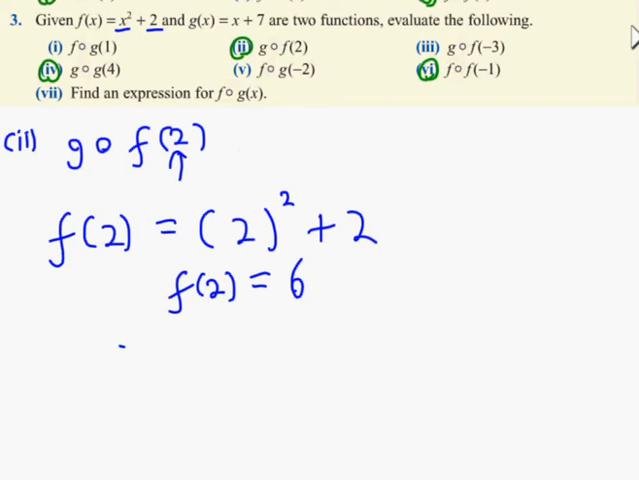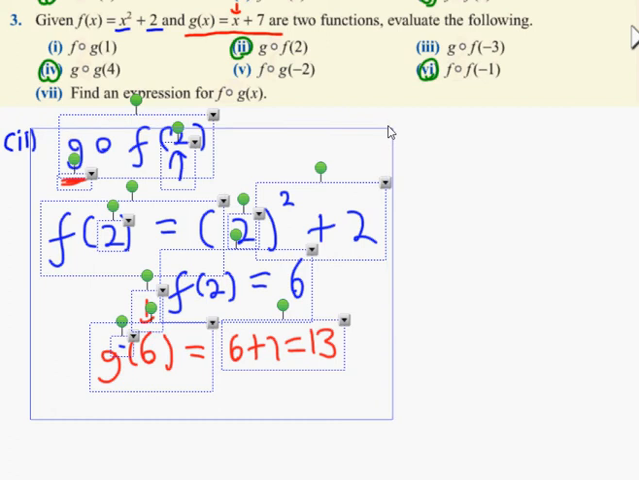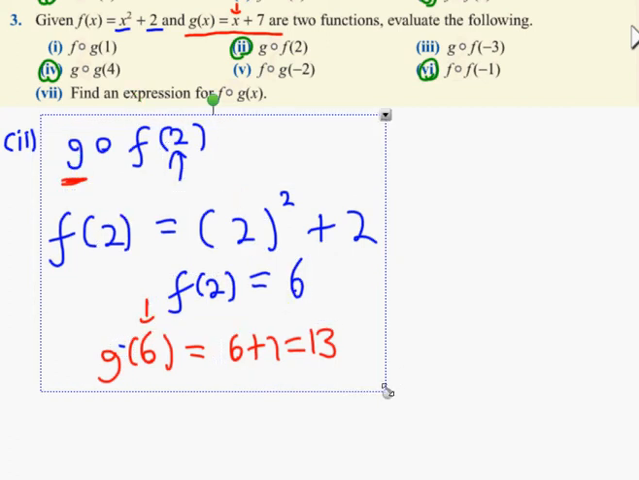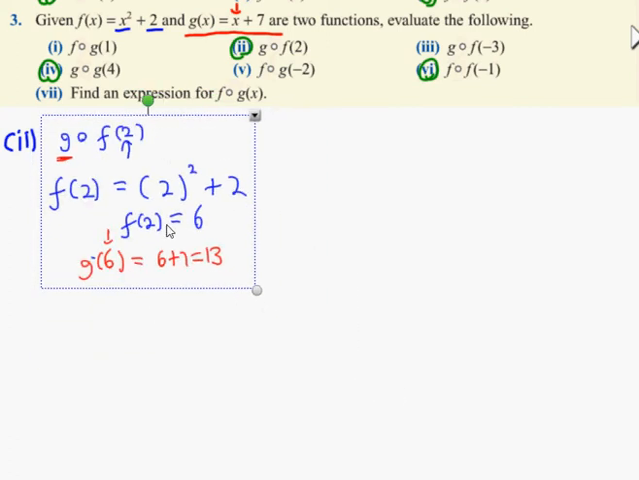So what are we left with now? What have we not used yet? G. So we're looking for g of 6. Dylan, what's the rule for g for this question? x plus 7. So whatever it is, add on 7. So what is it? 6 plus 7 gets us 13. Okay, and that's your first question done. It wasn't actually that bad.